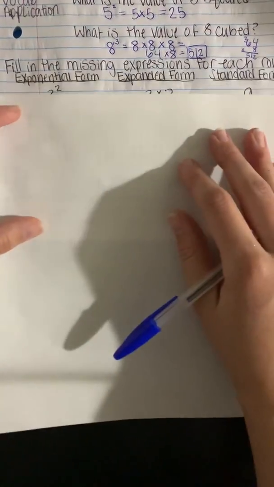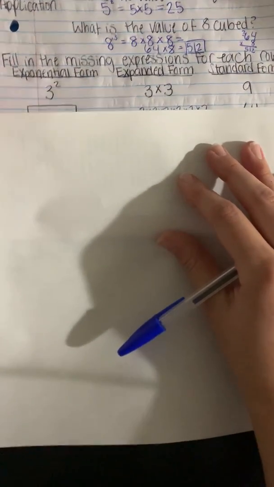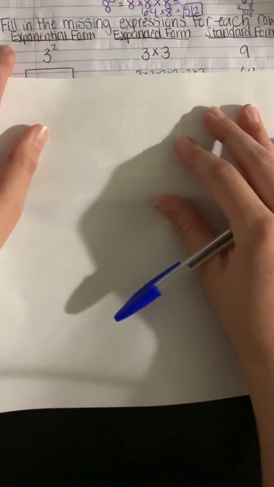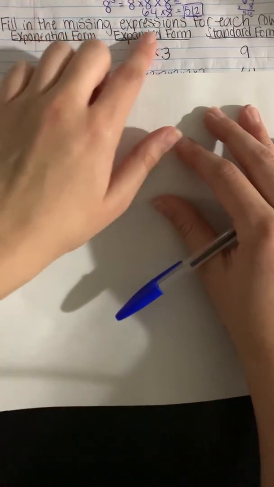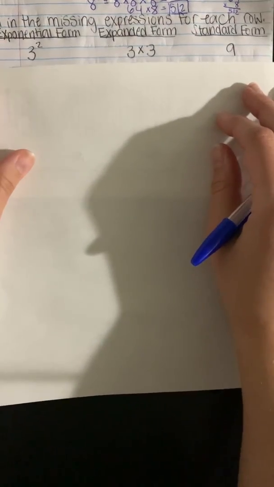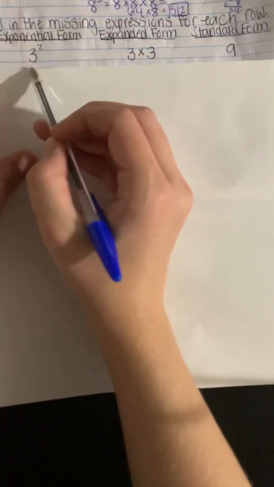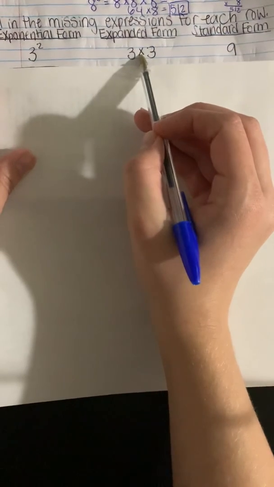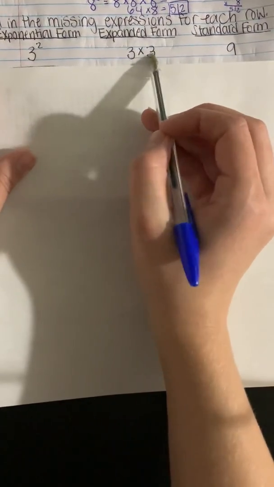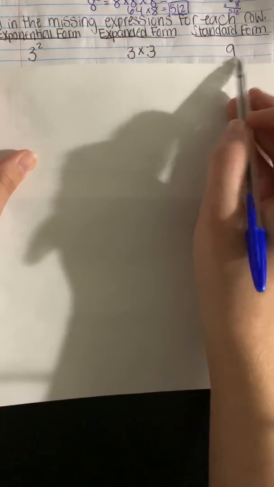And to finish off our guided practice, you're making a table and it says fill in the missing expressions for each row. So there are 3 columns here. Label them exponential form, expanded form, standard form. And I did the first one for you, the first entire row. So exponential form will look like the base and the exponent together, 3 squared or 3 to the second power. If I were to write that in expanded form, it would be 3 times 3. And in standard form, that's when we evaluate. 3 times 3 is 9.